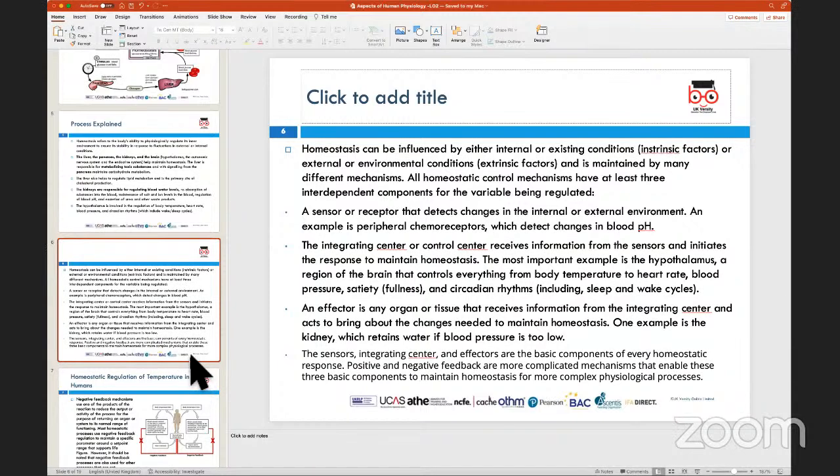Now, the internal part of your environment is also called intrinsic, and the external part can also be called the external environment to your body, which is beyond your control. And these are environmental factors, and they are called extrinsic. So intrinsic means internal, extrinsic means outside the body. And these mechanisms depend on what factors are affecting your body.